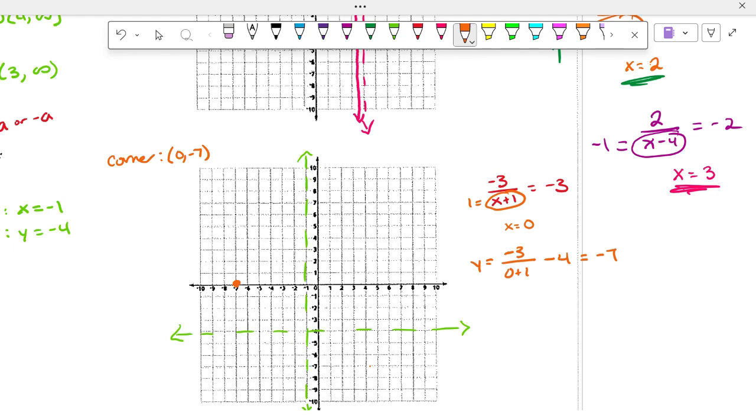Yes? How did you know to set it to -1 and 1? We're all confused on how you... So how I know what to set the denominator to? If I'm shooting for the entire fraction to be negative 3, so just ignore the x plus 1 for a second. Let's just say I had negative 3 over x is equal to negative 3. What does x have to be?